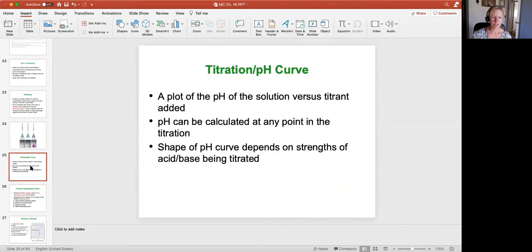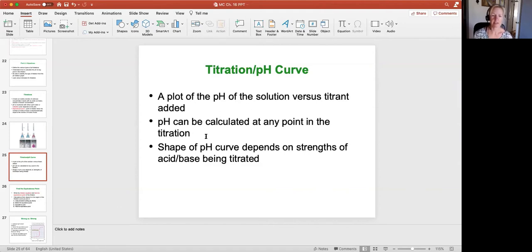And titration curves are a plot of pH versus the amount of titrant, so whatever you have in the burette. So my curve is going to have my pH on the y-axis, and then my x-axis is going to be the volume of whatever it is I'm titrating into the flask. And so oftentimes we have the base in the burette, but that doesn't have to be the case.